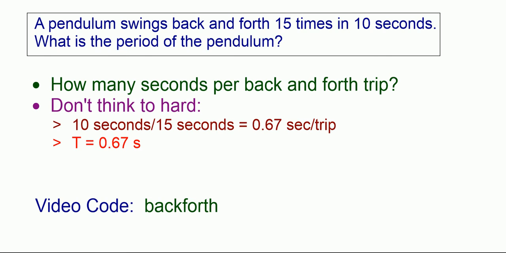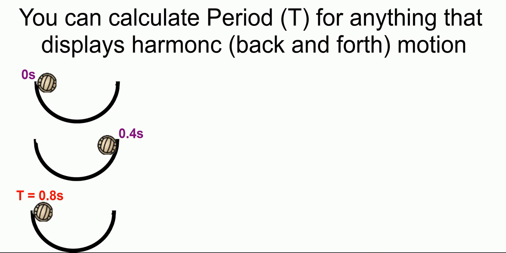Let's finish with 3 other examples, because you can calculate period for anything that displays harmonic motion, back and forth. What if this ball was on a round kind of track here? Couldn't it roll down here and roll back, go back and forth? Sure. Let's say it took 0.4 seconds to get halfway around and 0.4 seconds to come back. The time to go back and forth is 0.8 seconds.